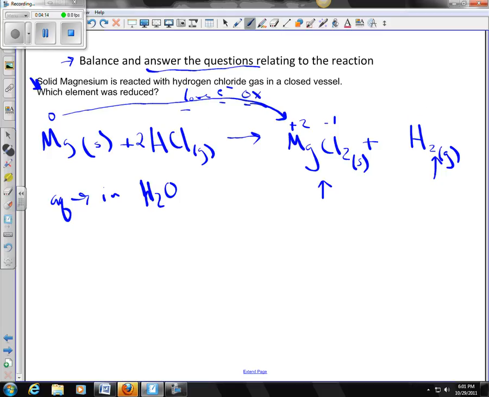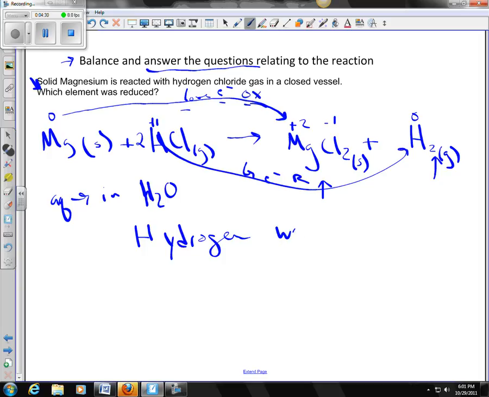Alright, so over here hydrogen's a 0. It was a plus 1. So it became more negative. So we're going to say it has gained electrons or reduced. So you would say hydrogen was reduced.